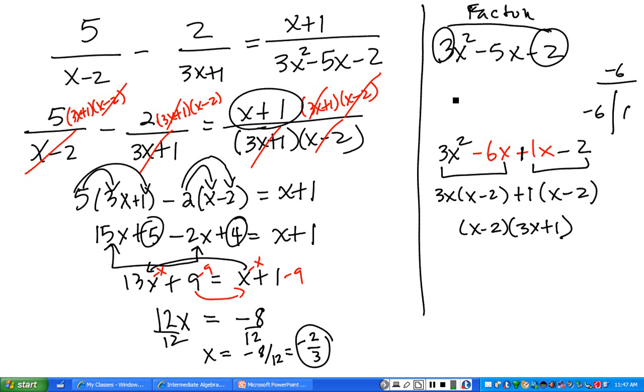Okay, this concludes this video presentation on solving rational equations. I hope that it brought clarity to you. Always remember, multiply by the LCD if you have an equal sign in your problem, and you'll get rid of all of those fractions, which will make your life much easier.